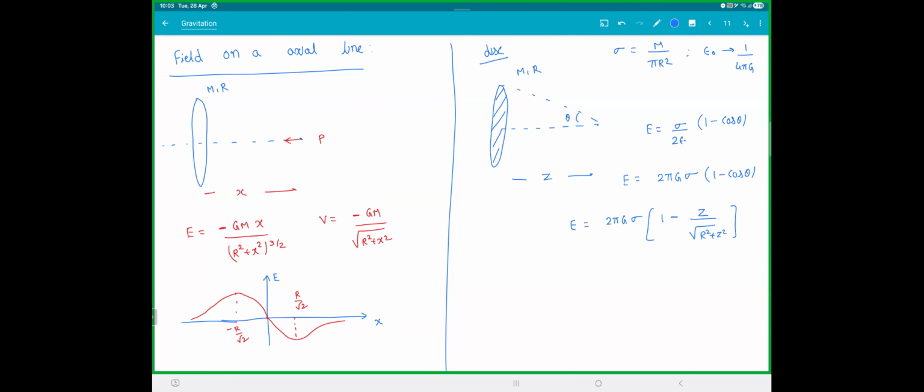You can replicate everything from there. And if you remember the extension of this, if r becomes infinity, this becomes an infinite sheet. And if you remember the formula there, E was sigma by 2 epsilon. So 1 by epsilon is 4 pi G. This becomes 2 pi G sigma. Any doubts on this? Clear?